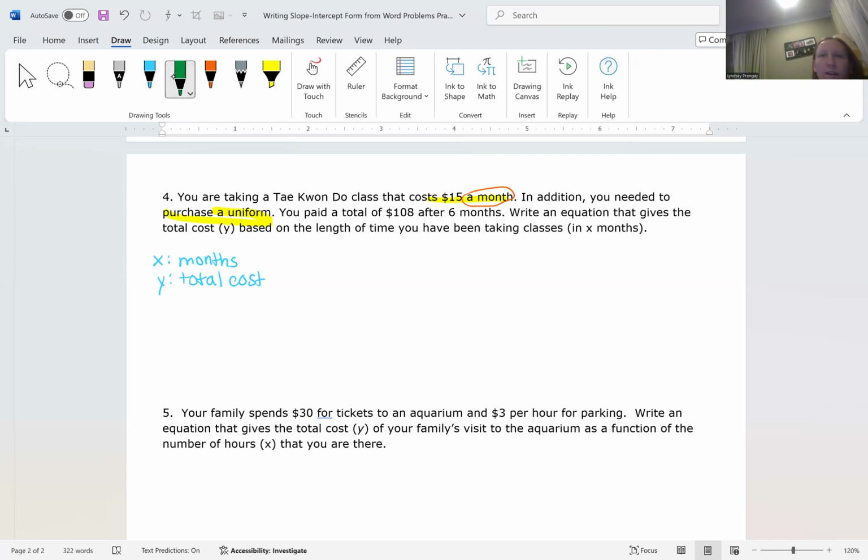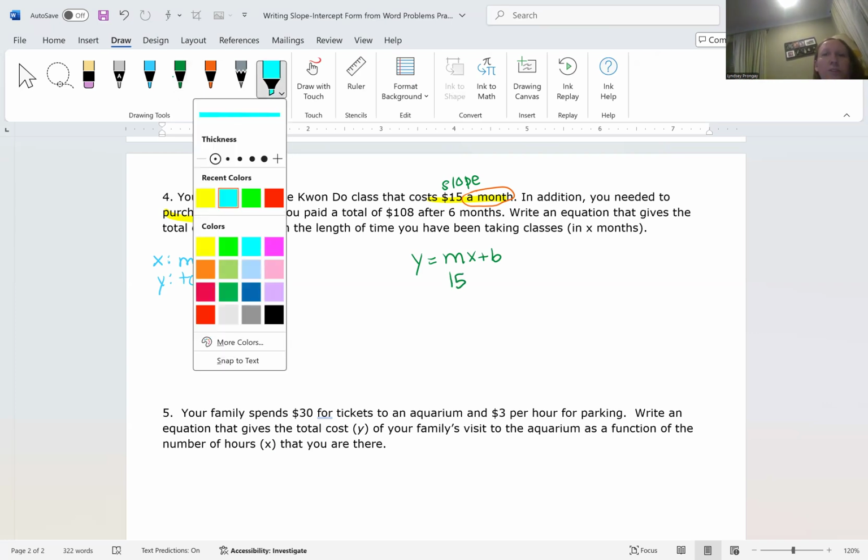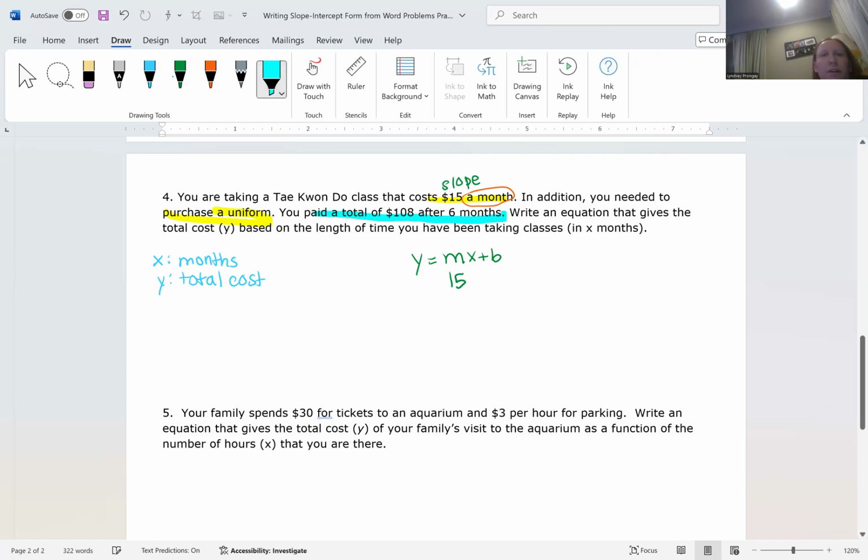We know that the slope is going to be $15 a month because months is X. So that would be our 15X. So in terms of Y equals MX plus B, we know our M is 15. We don't know the B though. However, we know you paid $108 after 6 months as an ordered pair. Make sure you're looking at what things mean. That would be 6 for the months and 108 for the total cost. So now I can plug that into my Y and my X.